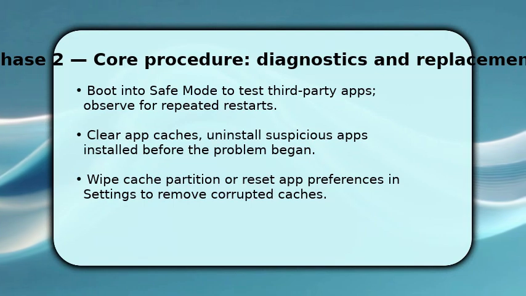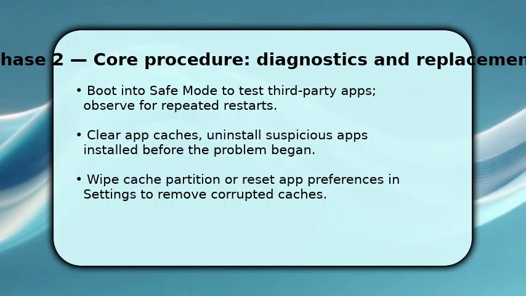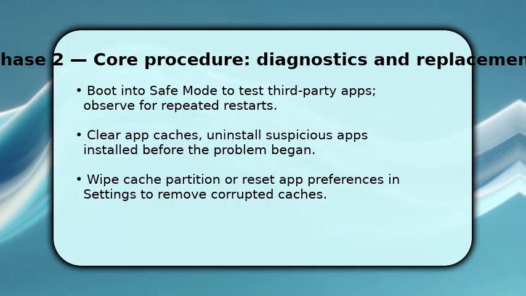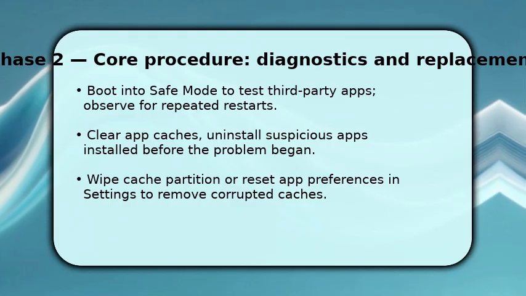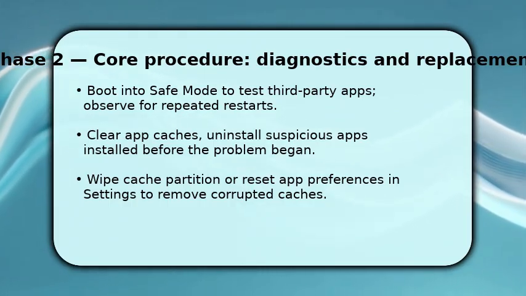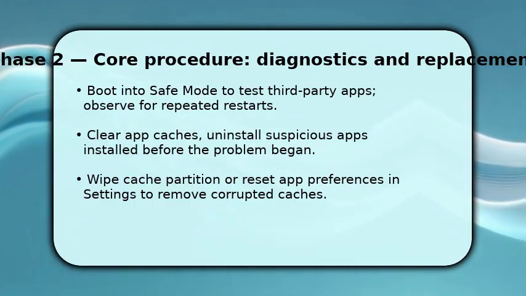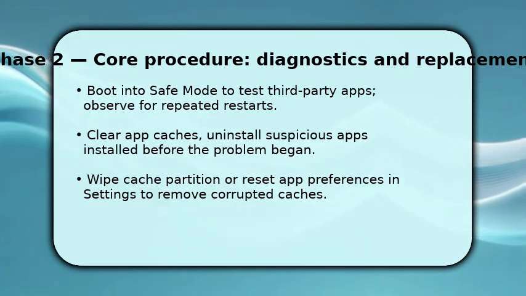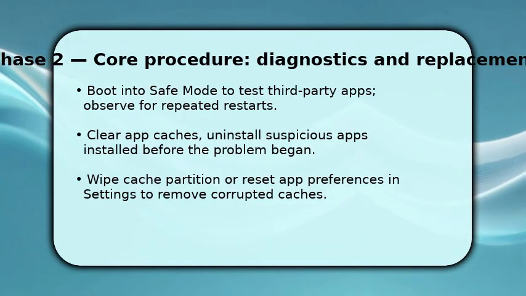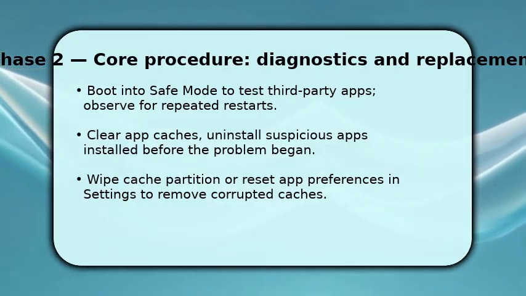You now isolate the cause. Boot the phone into safe mode to disable third-party apps and watch whether restarts persist. If the phone is stable, a recent app is likely causing it. Once done, clear cache for key apps and uninstall suspicious or recently added apps. This often fixes conflicts. If problems continue, wipe the cache partition or reset app preferences to remove corrupted temporary files. These steps avoid data loss while cleaning system-level clutter.